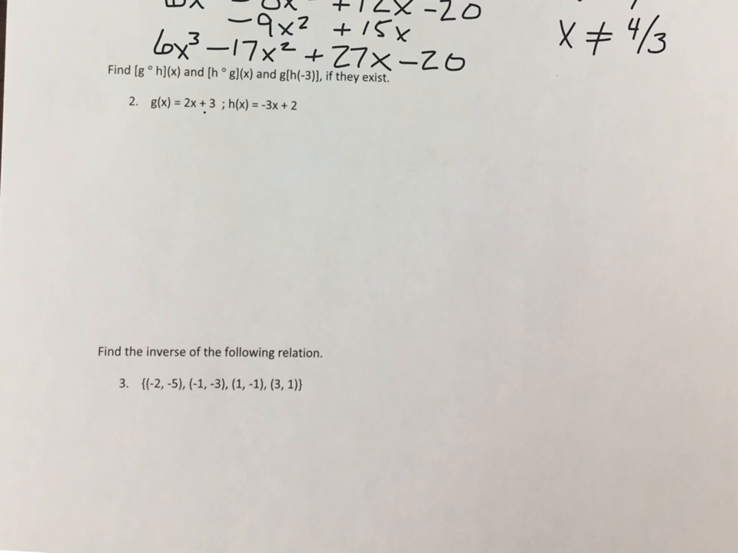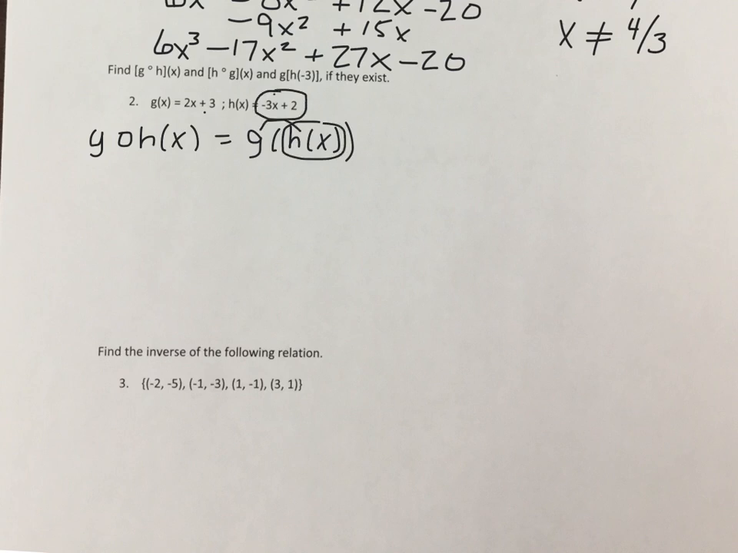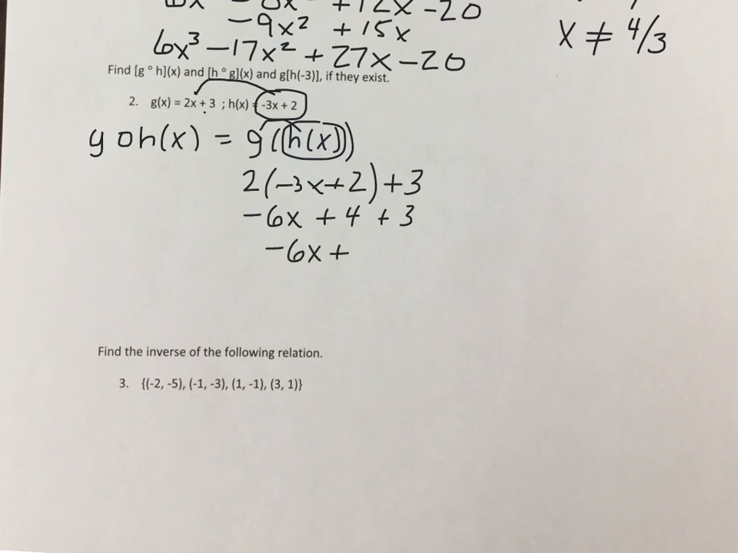Number 2, we are finding composition. You see the open dot there? So g of h of x, which is an open dot, can also be written like this, means we're going to put h of x into g, the h of x function into the g function. So it would be 2 times negative 3x plus 2, plus the 3. Distribute, so I'd have a negative 6x plus 4 plus 3, which would be a negative 6x plus 7.